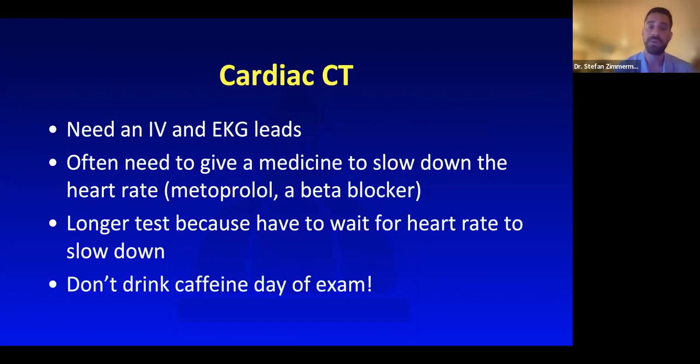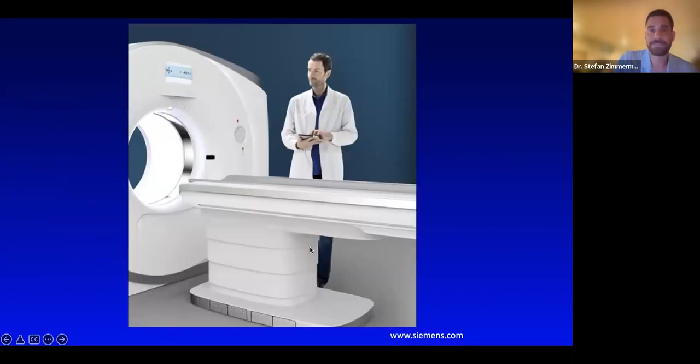Important other things to note, you do need an IV and EKG leads. We're going to give contrast, and oftentimes this is a slow process, so give yourself lots of time because in many patients, we have to give a medicine to slow down the heart rate called metoprolol, or a beta blocker. Because again, we don't want high heart rates, it blurs our images. It's really important in cardiac CT, which is why we sometimes give a medicine to do that. And again, do not drink caffeine the day of exam because that can increase your heart rate.